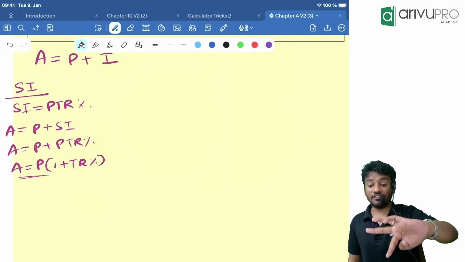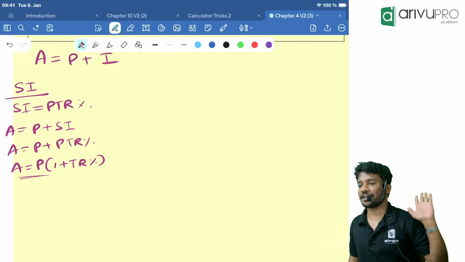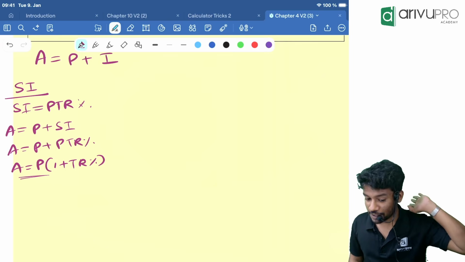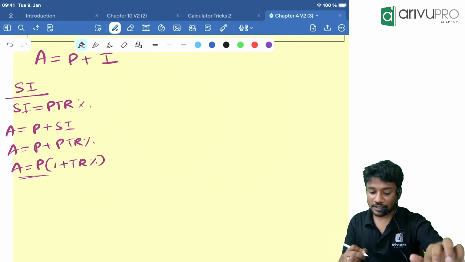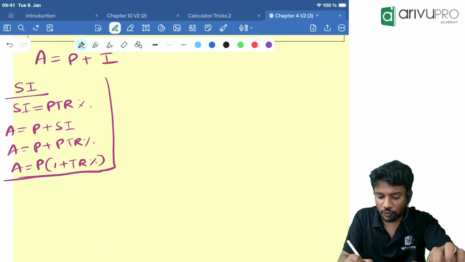So will we rearrange and study new formulas? No. We will use our calculator. That is the easiest way rather than remembering the formulas. Okay, keep this in your mind. That was the first thing. SI we studied, right? Then we studied what?